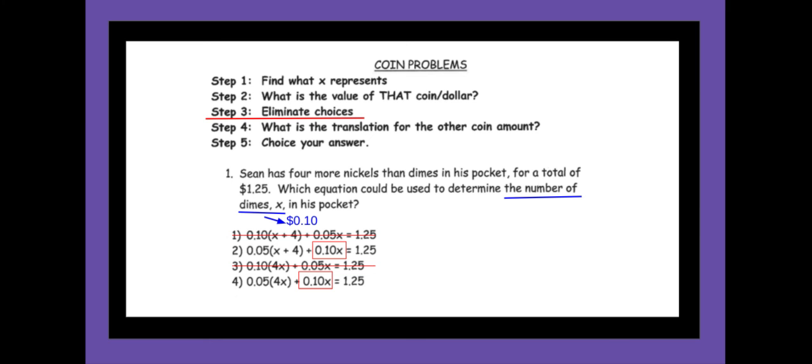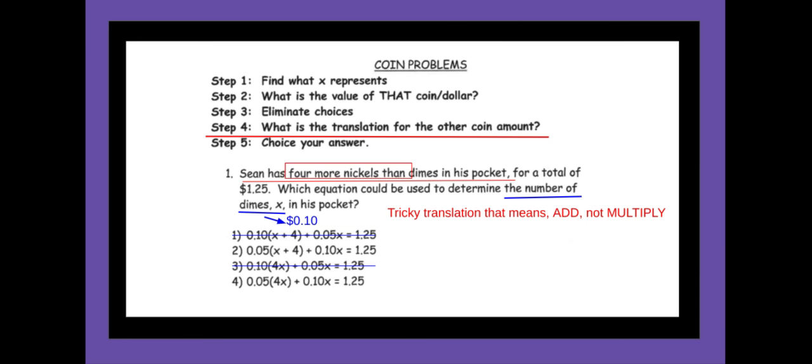Now we're going to go to step 4. Step 4 says, what is the translation for the other coin amount? It's really important when you go back to figure out what answer choice makes sense that you're looking at the keywords, whether it's more than, times, double, less than. Those are all going to be taken into consideration. So Sean has 4 more nickels than dimes. Now we have to realize, what does more than mean? More than is just a tricky translation that means add, not multiply.